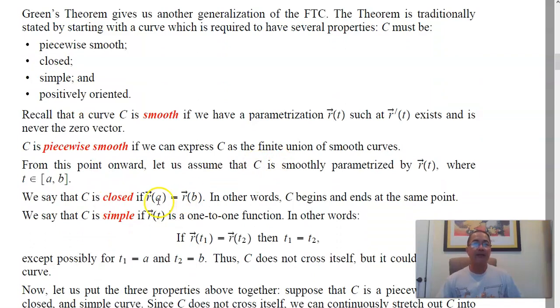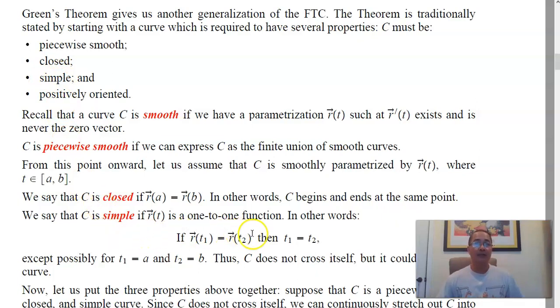Closed means that the starting point, r(a), is the same as the finishing point, r(b). You start and end at the same point. Simplest example, you go full circle. Okay, so C has to be simple. So what does simple mean?